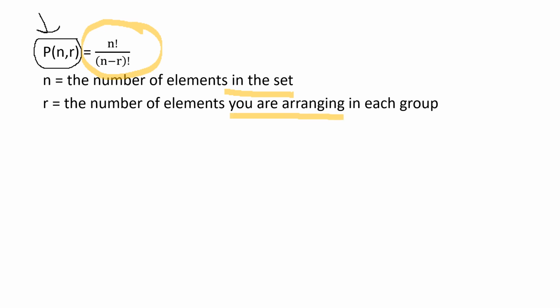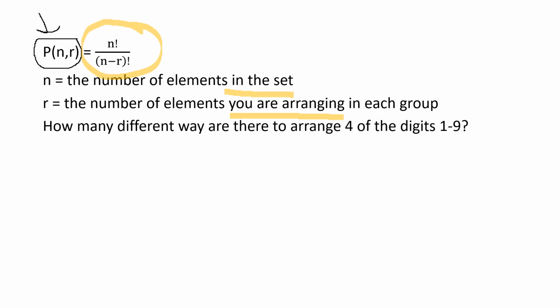Okay, so let me kind of show you what that means in a problem. It says this. How many different ways are there to arrange 4 of the digits from 1 to 9? We're going to use this formula that was given, N factorial over N minus R factorial. So we need to find out what N is, and we need to find out what R is from this equation. So N is the number of elements in the set. So we can use any of the numbers between 1 and 9.